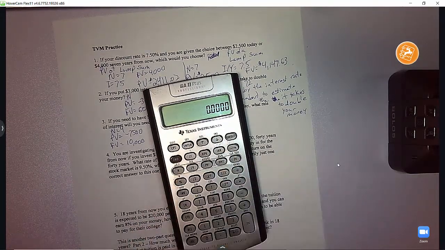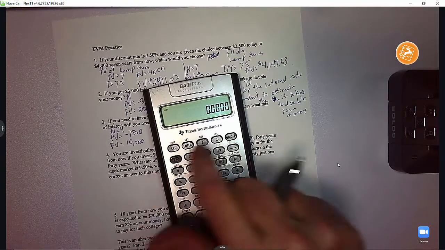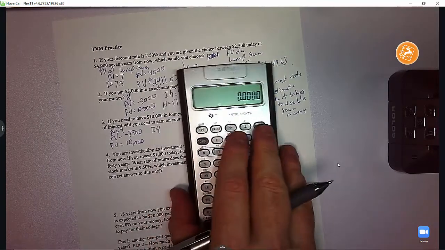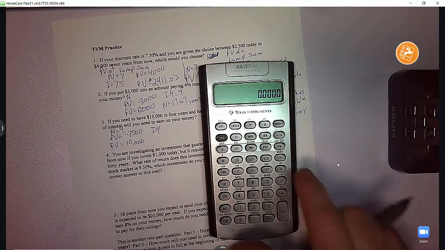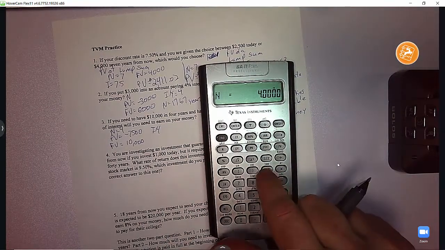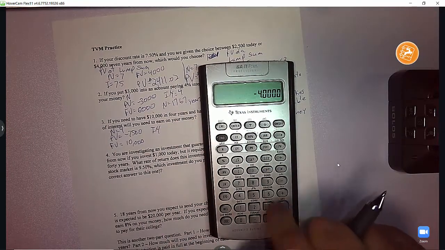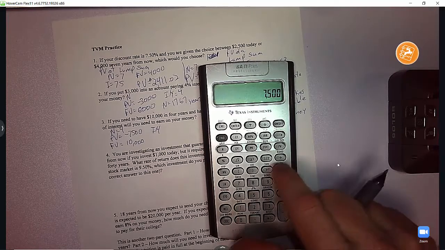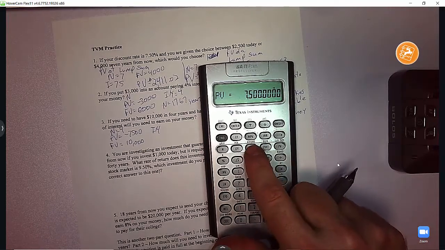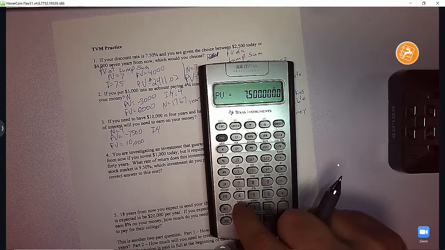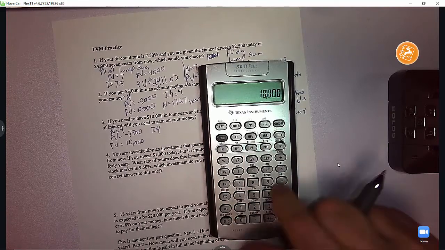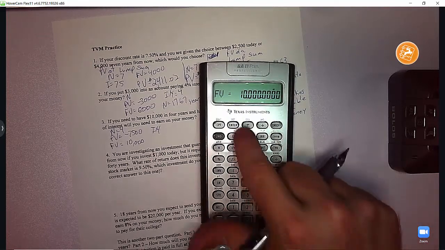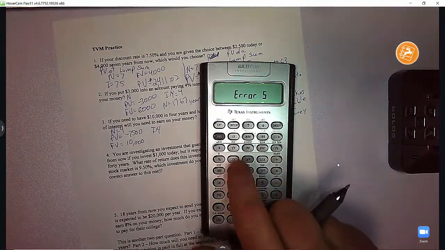I'm going to clear out my time value of money variables by pressing second and future value. And now I'm going to input everything here. 4 is equal to n. Negative 7,500 is equal to the present value. 10,000 is equal to the future value. I'm going to calculate my interest rate.